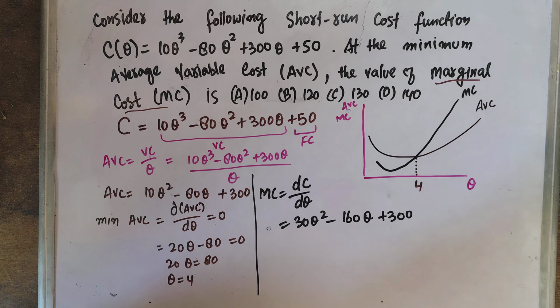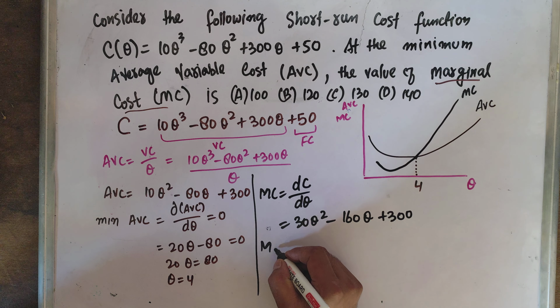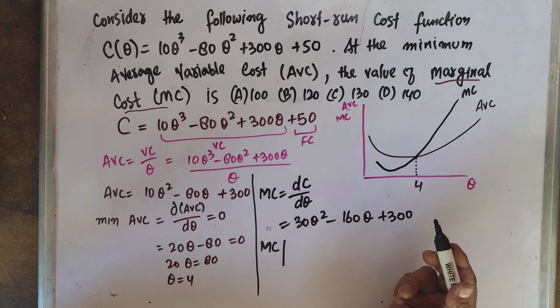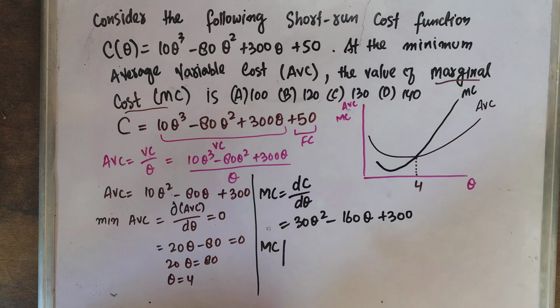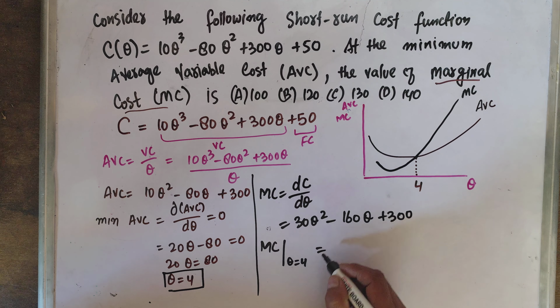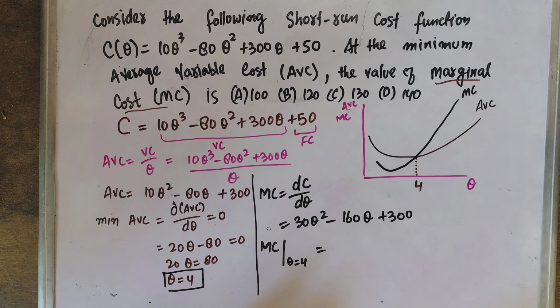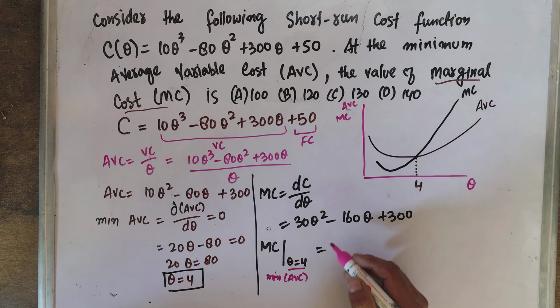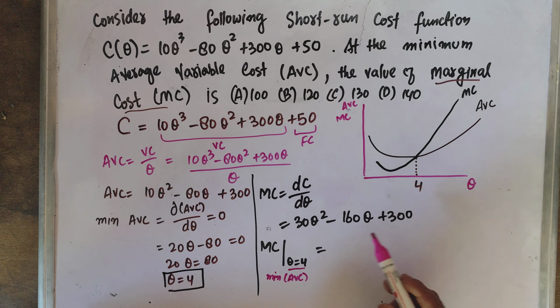This is our marginal cost, but we have to find out the marginal cost at the minimum of average variable cost. What is the minimum of average variable cost? It is 4. So we need to find out the value of marginal cost when our output level is equal to 4. This corresponds to the minimum point of AVC. This q = 4 shows us the minimum of AVC. So simply plug q = 4 in this equation.